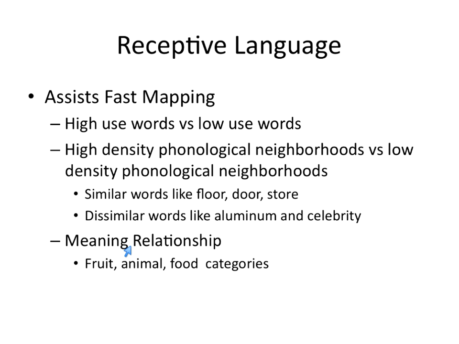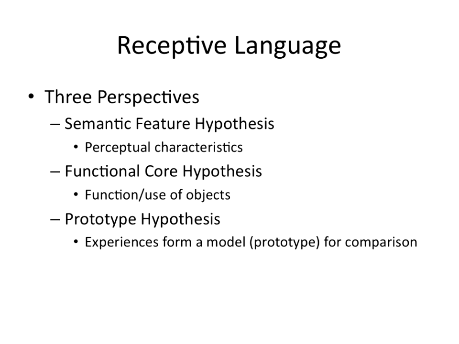So, oh, that's an animal. You know, we'll put it in the animal category. That's a fruit, put it in the fruit category. And that helps the child to understand words. Receptive language is understanding. There are three perspectives as to how children learn receptive language, get to understand words, rather.